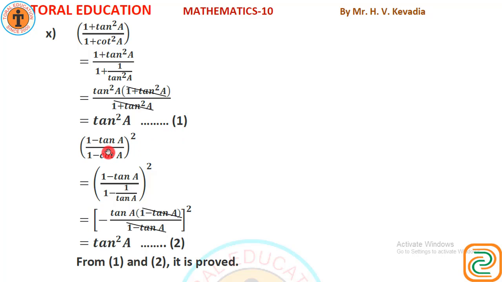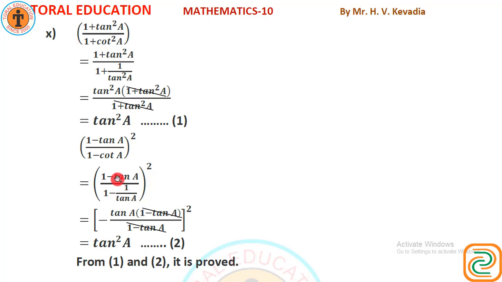Now second, 1 minus tan A upon 1 minus cot A, whole square. Taking again 1 upon tan A as cot A. So 1 minus tan A upon 1 minus 1 upon tan A. Similarly, we have done again the same thing. Tan is the LCM, right? Tan is the LCM. But I have taken here negative.